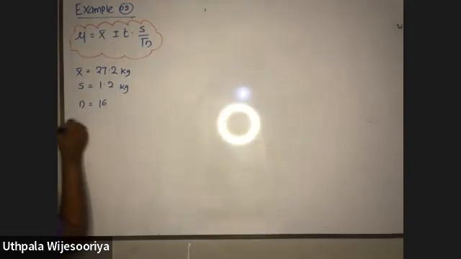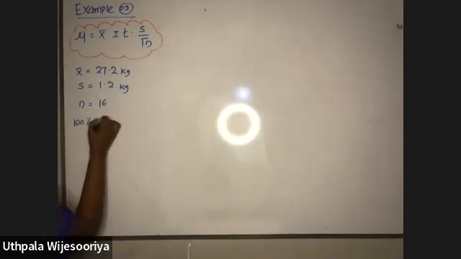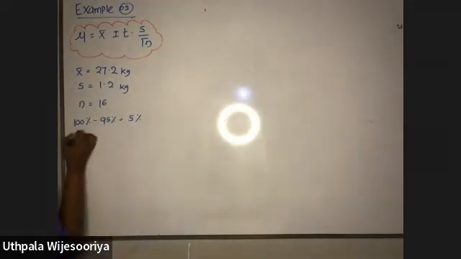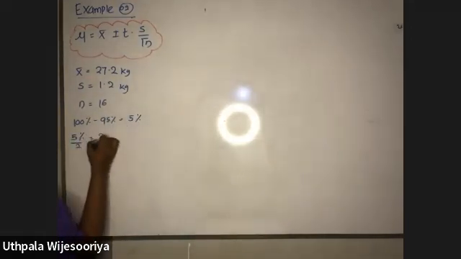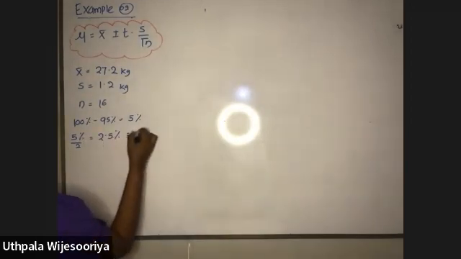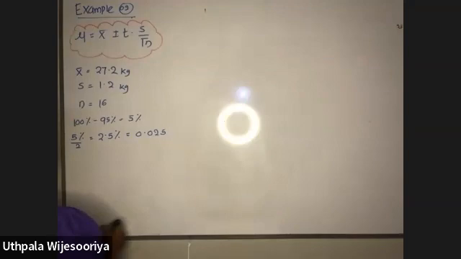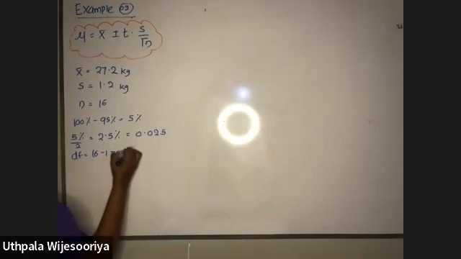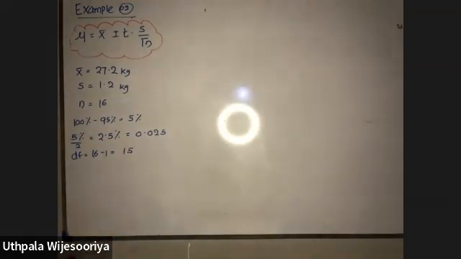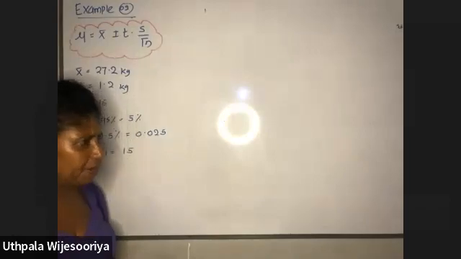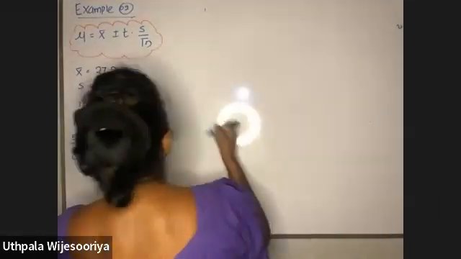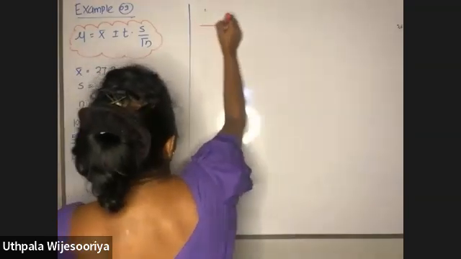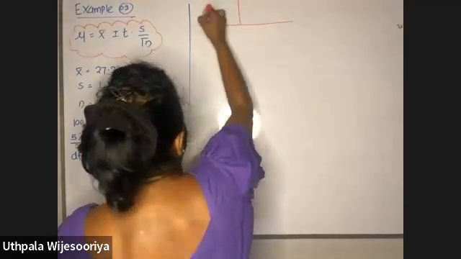How do we get the table value? 100% minus 95% is 5%. 5% divided by 2 is 0.025. What is your degree of freedom? Degree of freedom is 16 minus 1, that is 15. Now follow your T distribution table, degree of freedom 15.